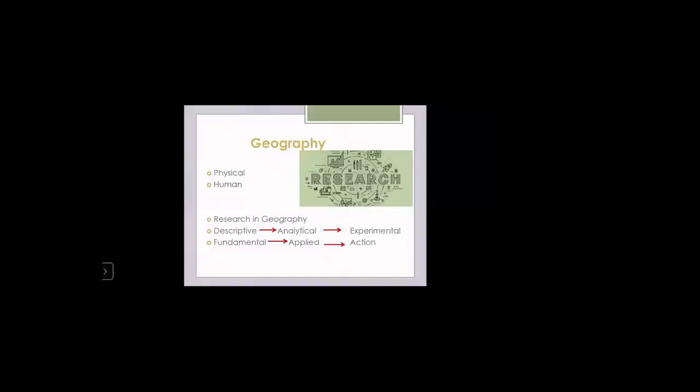As you all know, geography, let me start from the basics, because I think a lot of the attendees are basic geography students. Geography comes under two realms: the physical geographic realm and the human geographic realm. And as Sir has pointed out earlier in his presentation, research in geography in the earlier years was more of a description rather than an analytical study.